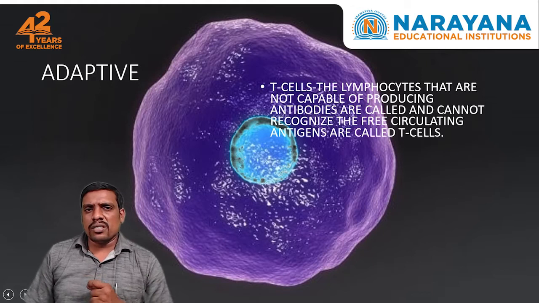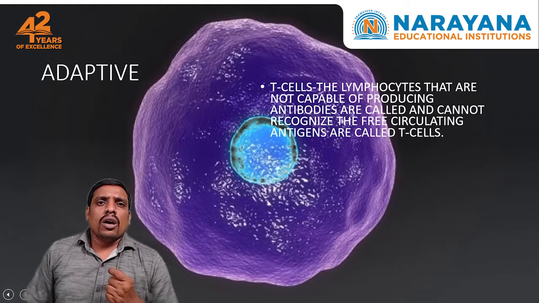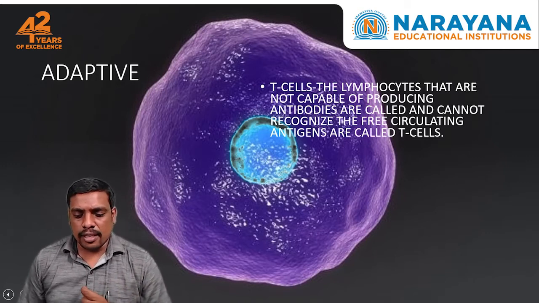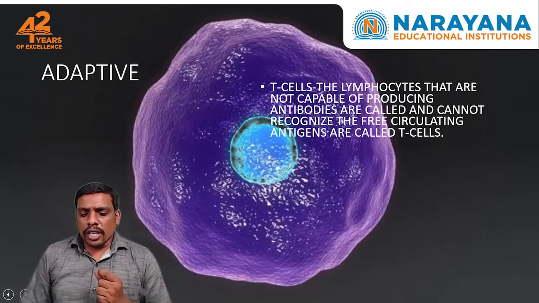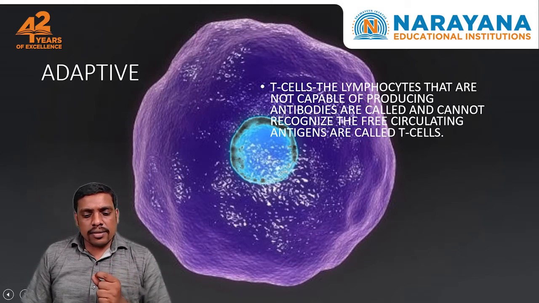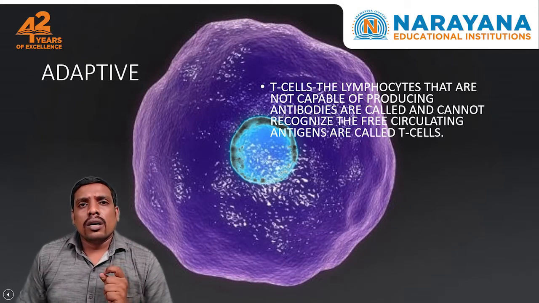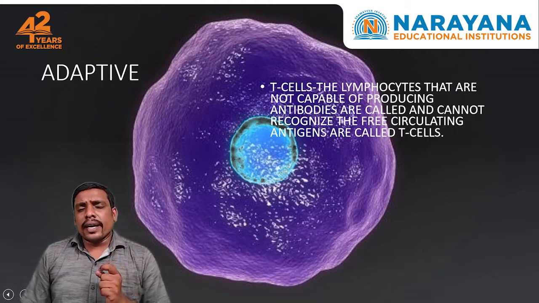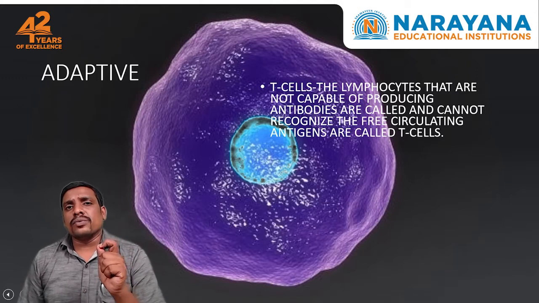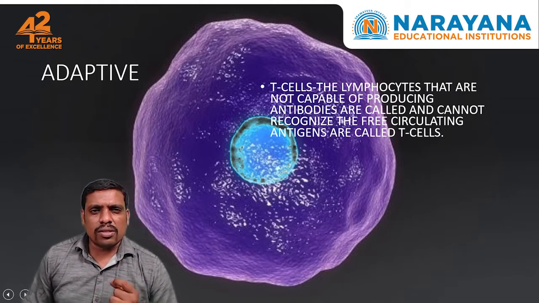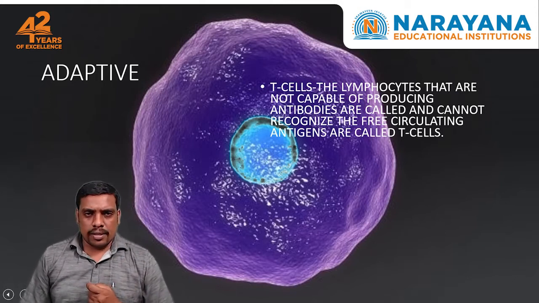What about the T cells? What are the functions of T cells? What are the various responsibilities of T cells? Let us see here. T cells are not capable of producing antibodies, but they are called specific lymphocytes. Why? Because they cannot recognize the free circulating antigens present in our bloodstream, in the tissues, or in the organs in various places.